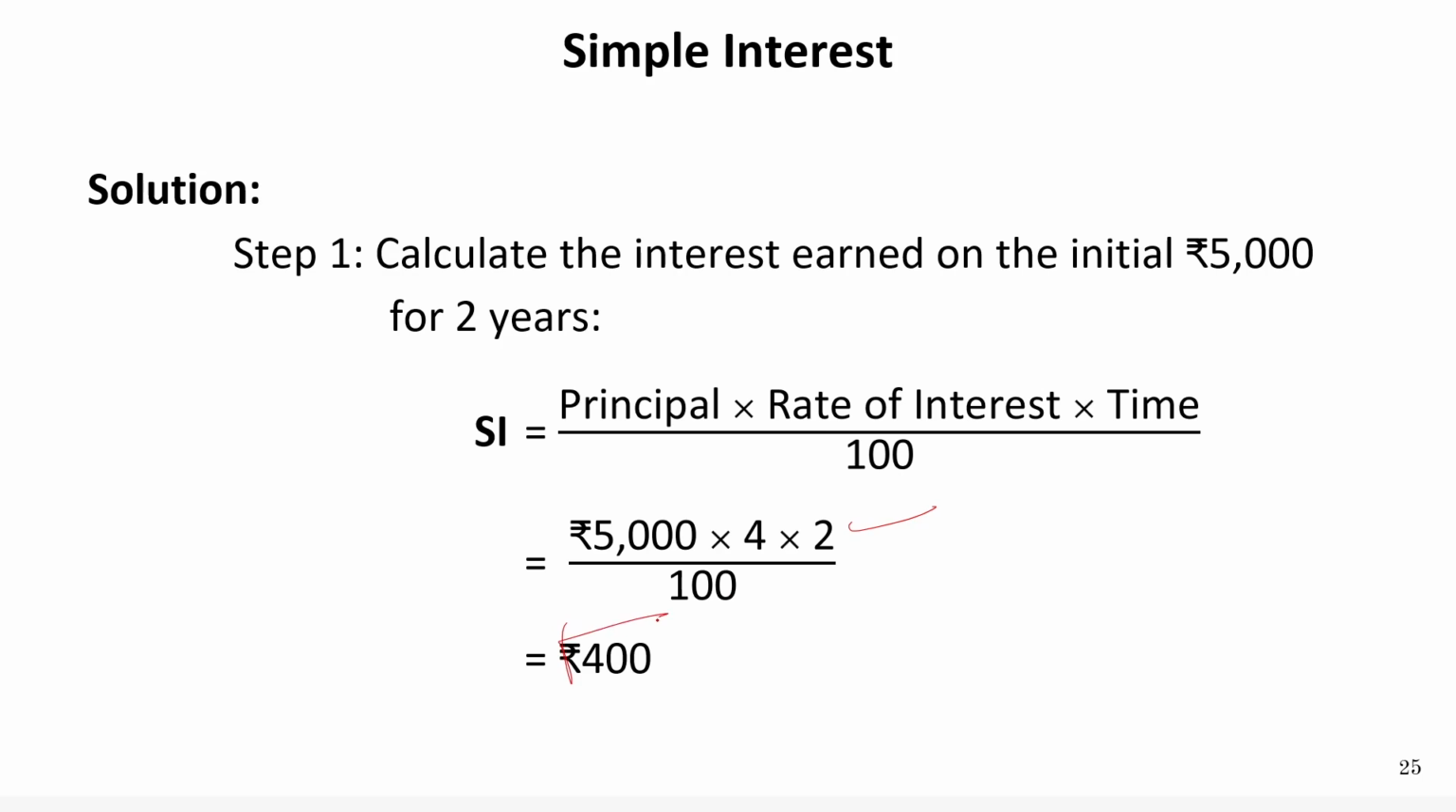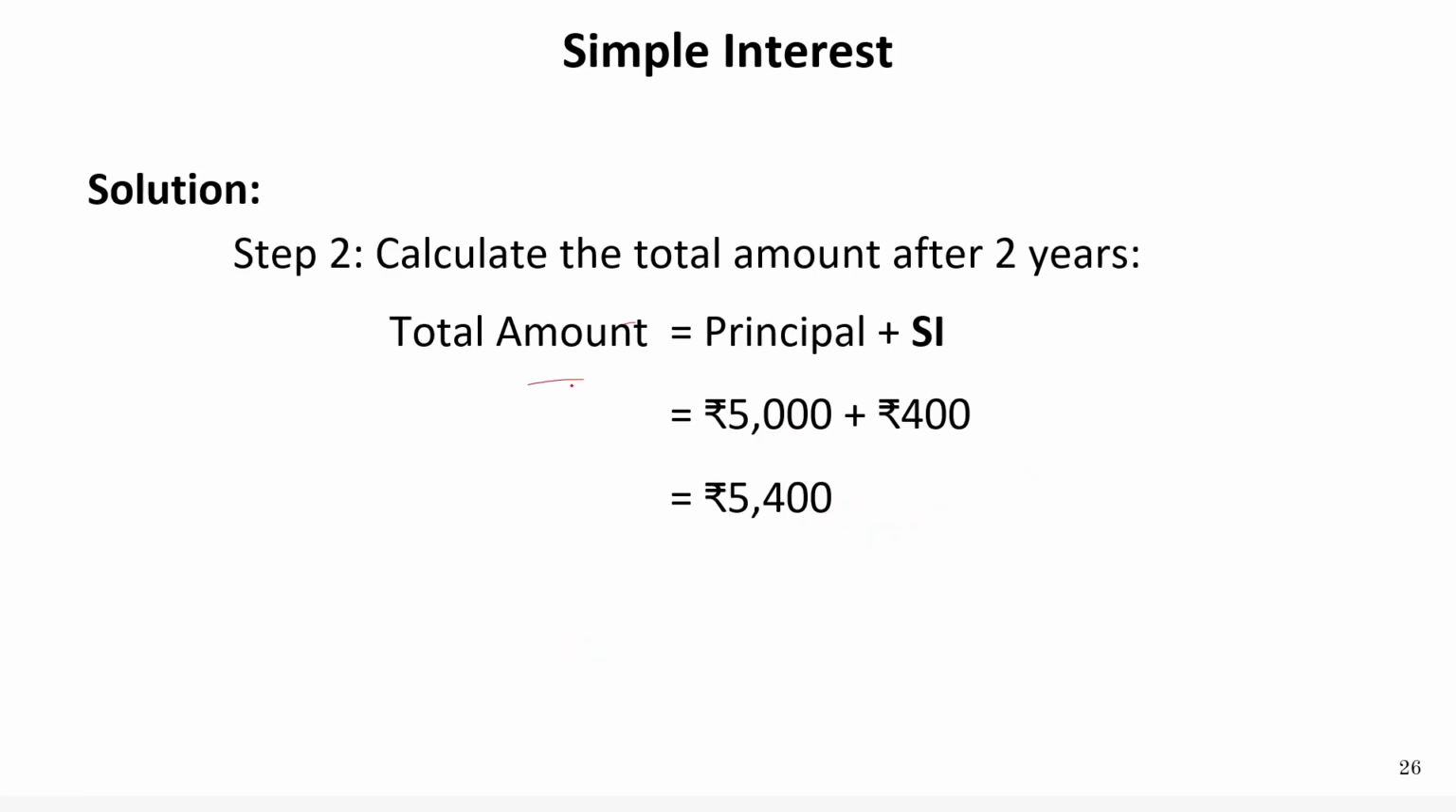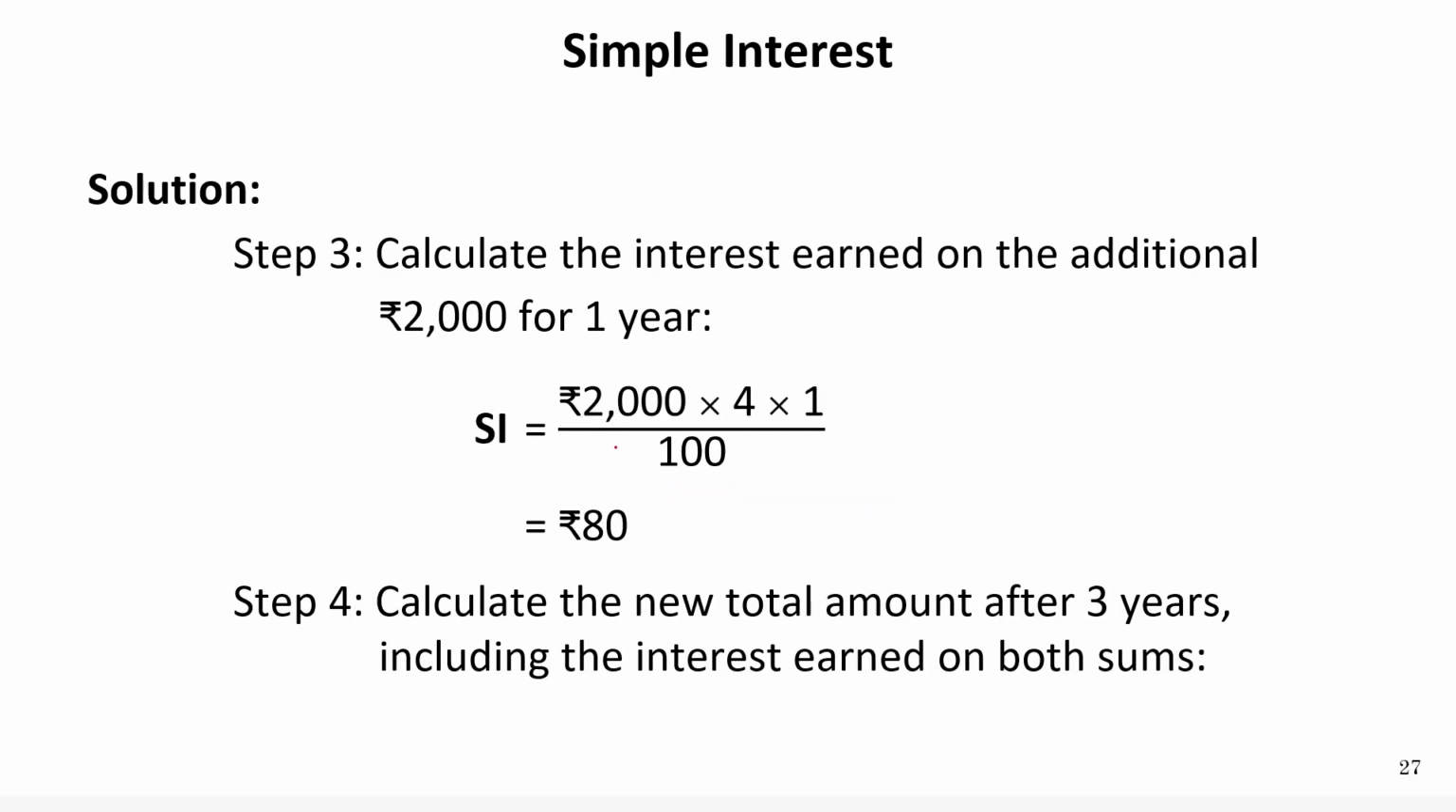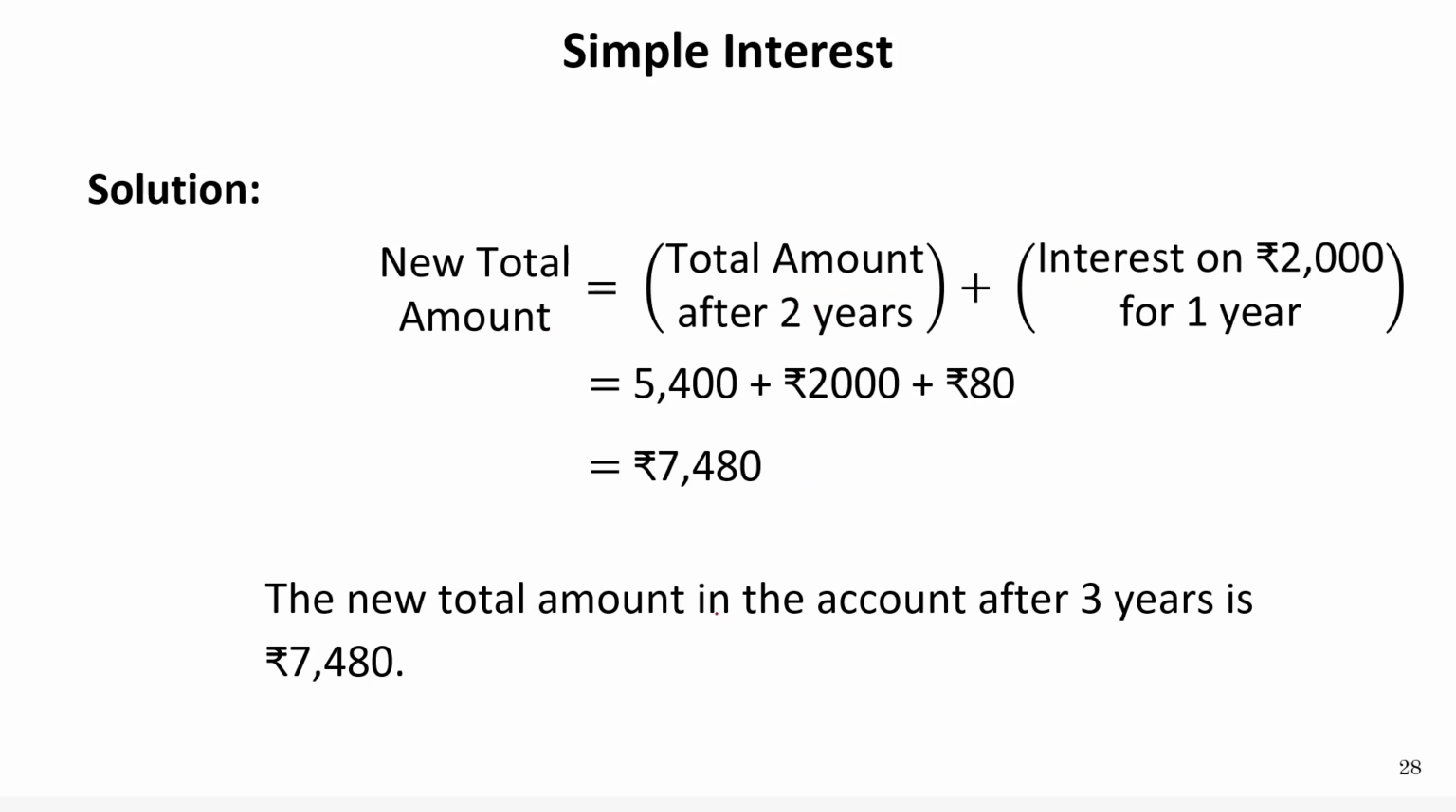So this much, that is 400 for the initial 2 years, right? So time is equal to 2 as given here. Using the formula SI is equal to PRT by 100, the total amount is equal to principal plus SI. So 5000 plus 400 is equal to this much amount. Calculate the interest on the additional 2000 for 1 year. So it will be 80. So calculating the new total amount, the new total amount in the account after 3 years will be 7480.